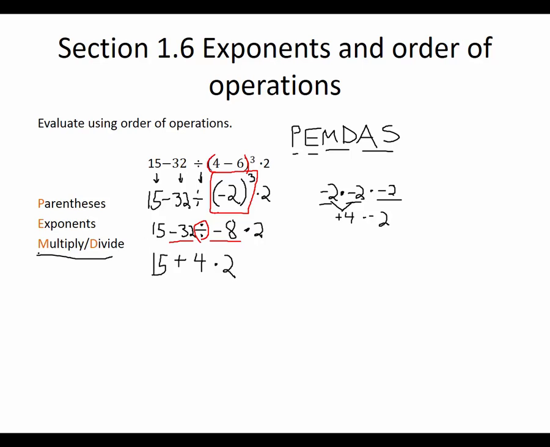And now I finish my multiplication and division. I see a multiplication right there, right? The 4 times 2. It's a positive 4 and a positive 2. So that's going to be 8. And it's positive 8. And I can bring down my 15 and do my last step, which is add or subtract. Well, 15 plus 8 is 23, and that's that. There's my final answer.